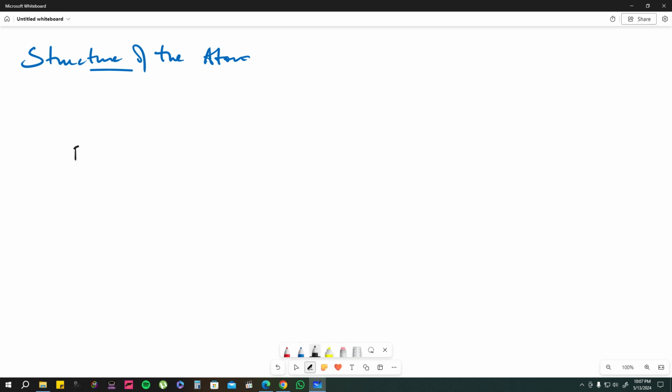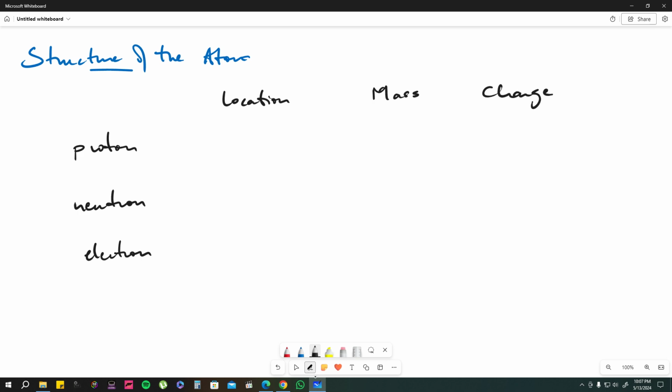Now, the proton, the neutron, and the electron. Each of them has a location, as in where you would find them in the atom. Each of them has a particular mass, and each of them has a particular charge. The proton is found in the nucleus of the atom. So is the neutron. The electron orbits the nucleus.